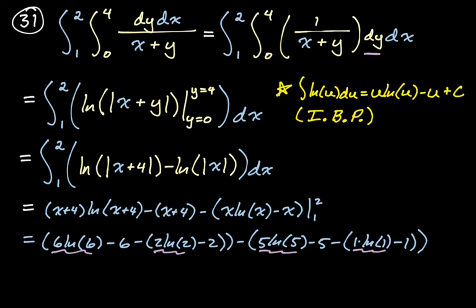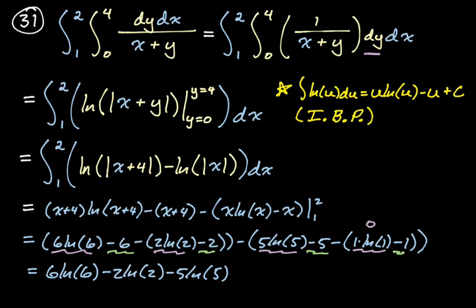So I've underlined everything that has a natural log in it, right? So you have a natural log of 6, a natural log of 2, a natural log of 5, a natural log of 1. Natural log of 1 is 0 though, so that's going to be gone. So that'll give us 6 natural log of 6 minus 2 natural log of 2 minus 5 natural log of 5. Then we have everything that's not a natural log, which is all these things.